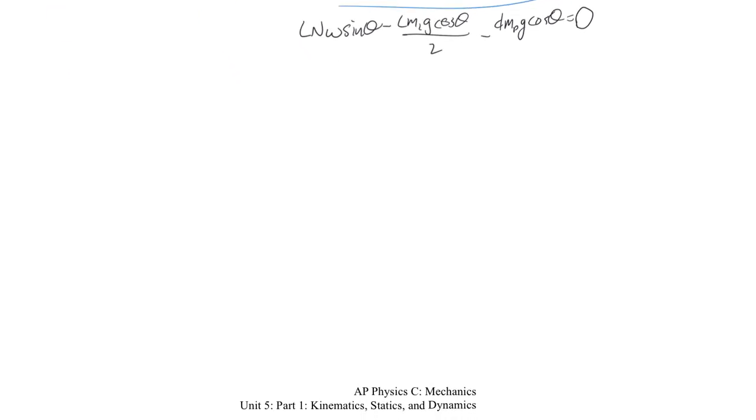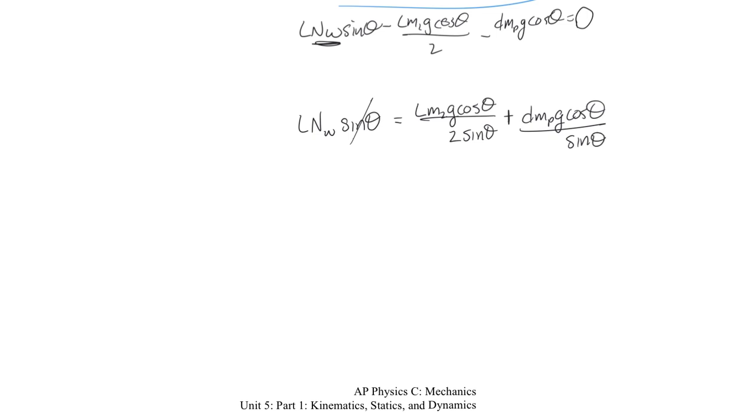I need to solve this for the normal force from the wall. So let's do L N_W sine theta equals L m_L g cosine theta over 2 plus D m_P g cosine theta. I'm going to divide by sine, and I'm going to divide by L. Is that all okay? Oh, add, you're right. Okay. So let's divide by sine first. And now let's divide by L next.